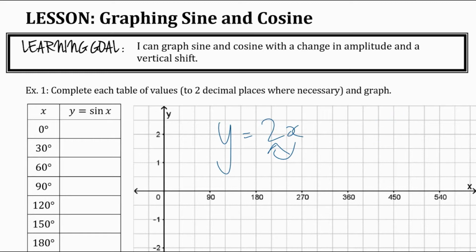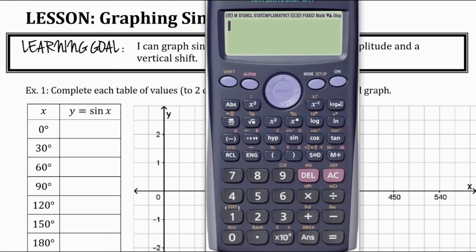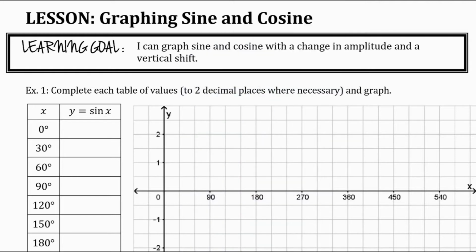Well, I can do that with any kind of operation, and sine is an operation. I mean, I can just punch a value into sine and see what I get, right? Sine of 30 is a half. So what I'm looking at here is, for this one, x is given some value. I take the sine of that value, and that becomes my y. And that's how we're going to graph this.